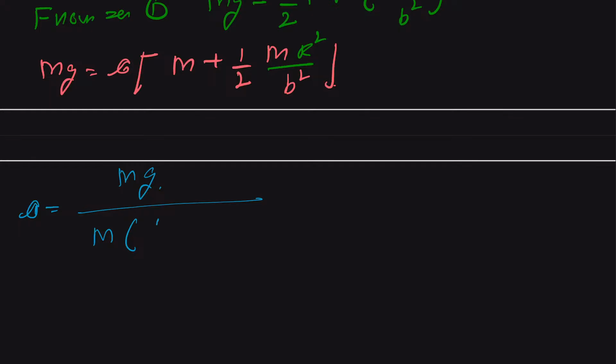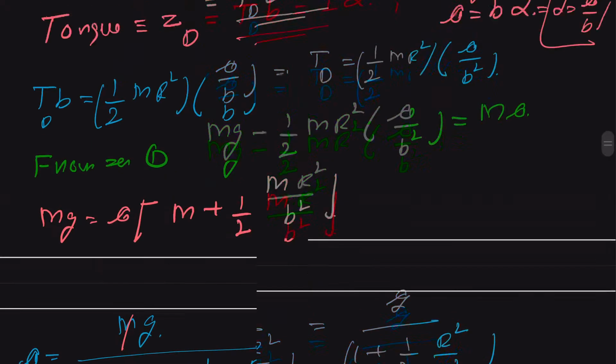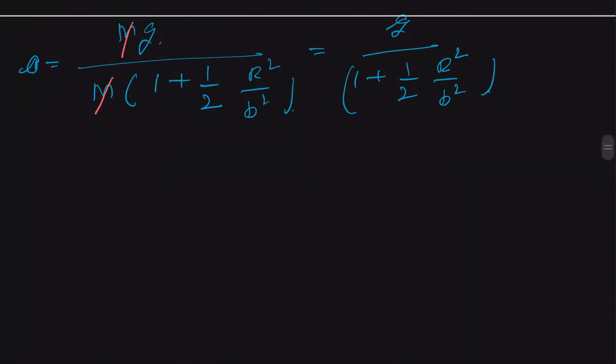Okay, let us take m as common, so this becomes 1 plus 1 by 2 r square upon B square, and this m and m cancels out, so this comes as our g, and we have 1 plus 1 by 2 r square upon B square, and we found out our acceleration. And once again we use our first equation and we substitute the value of acceleration.